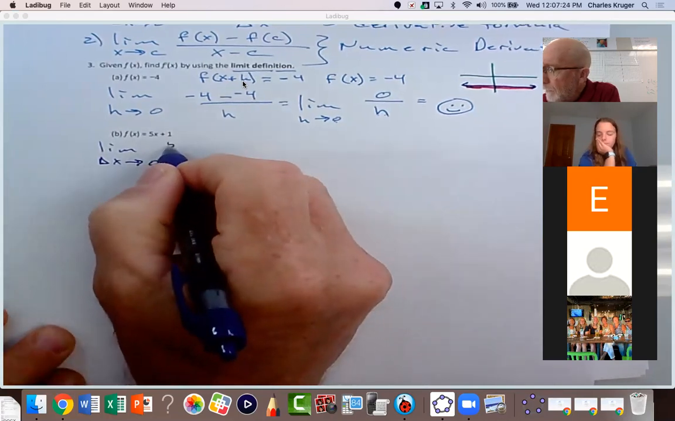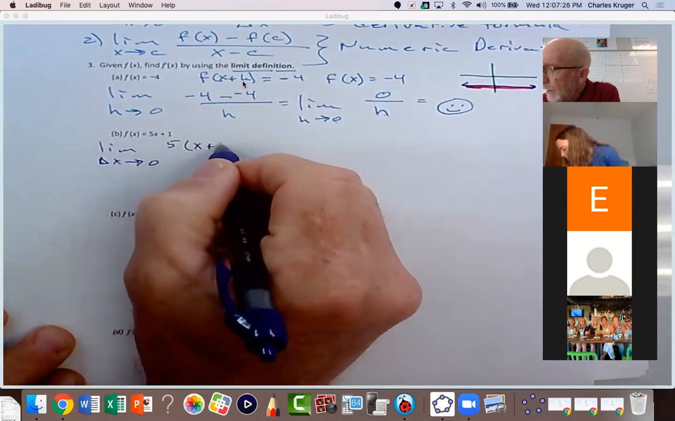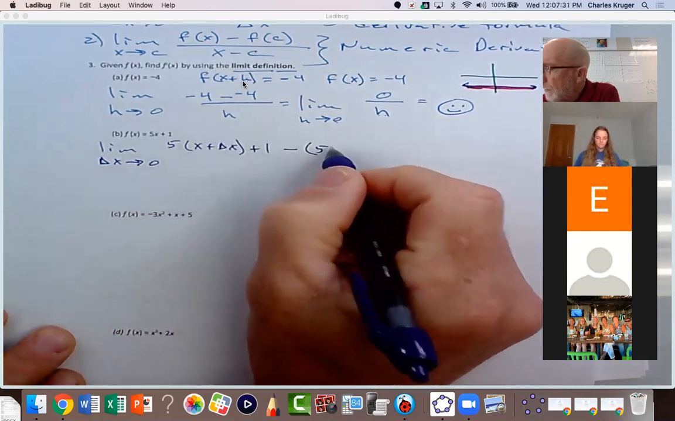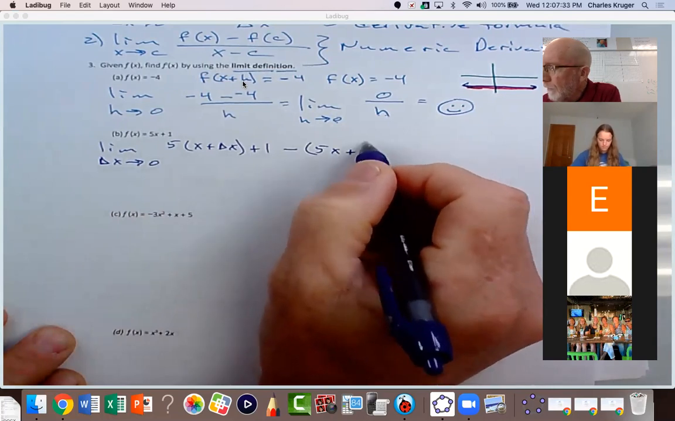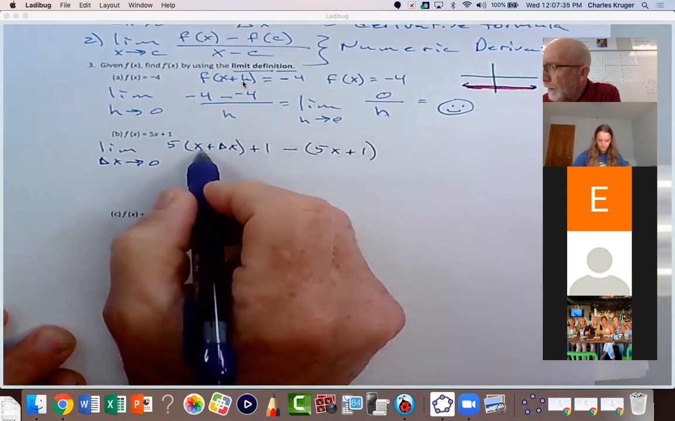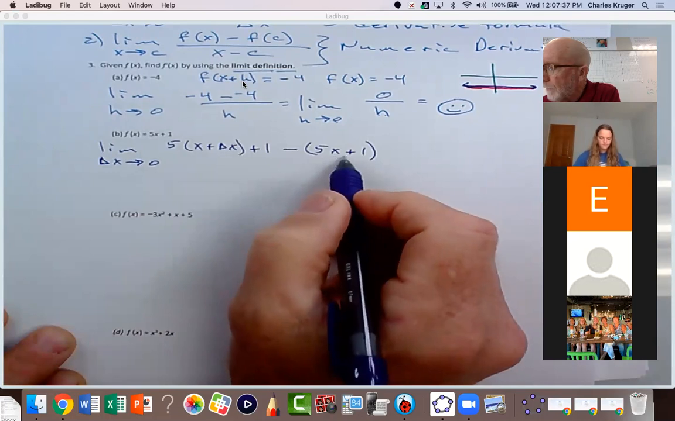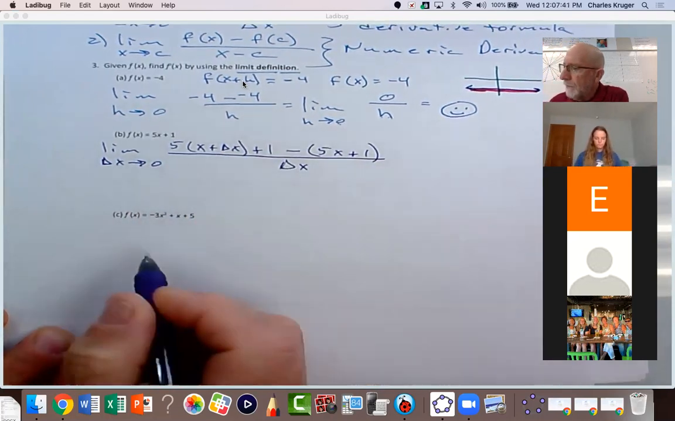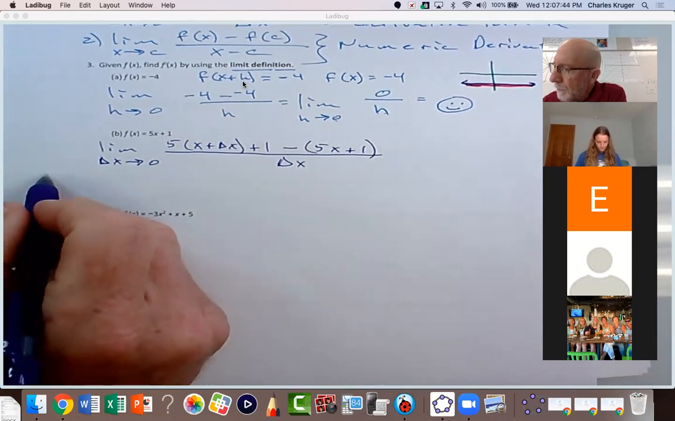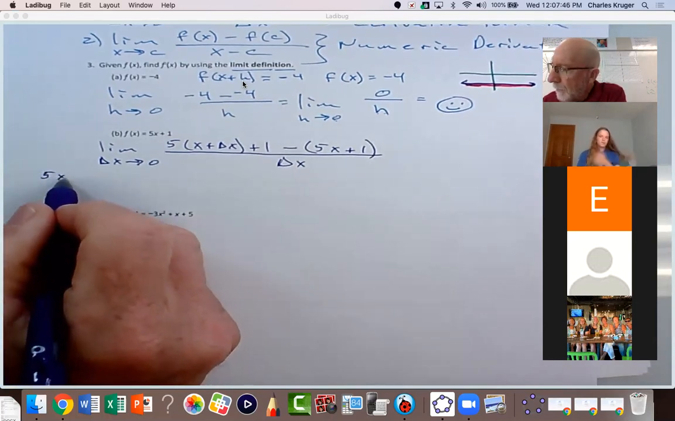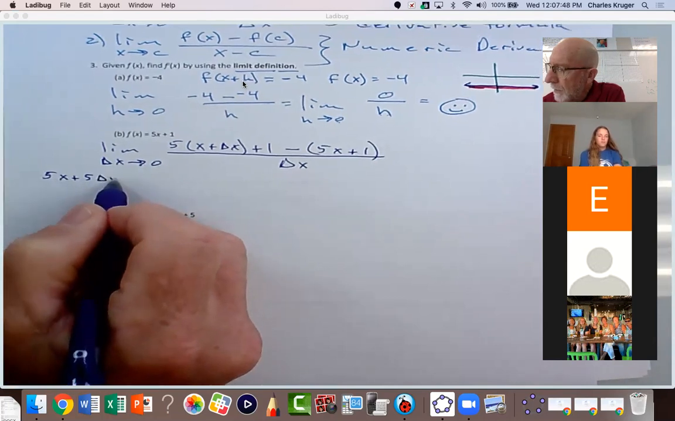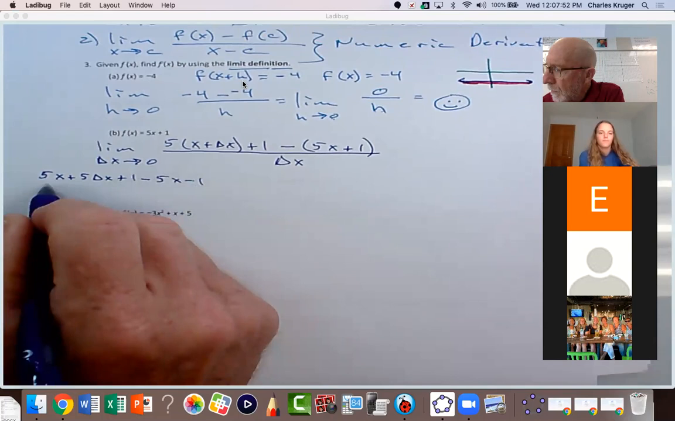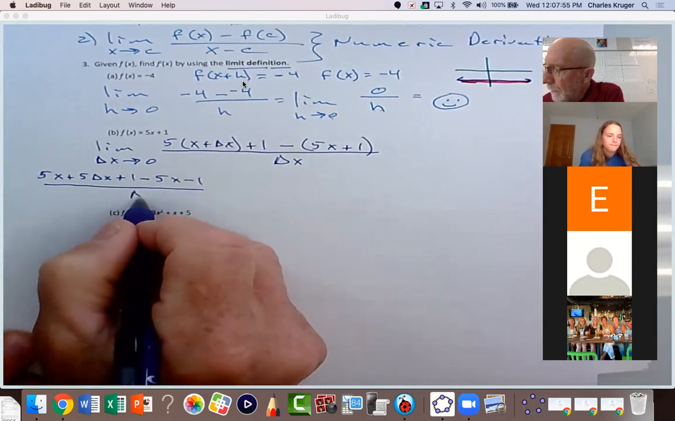And I'm going to have 5 times x plus delta x plus 1 minus parentheses 5x plus 1. So this is f of x with x plus delta x in it, and this is just minus f of x, all over delta x. And then on the side, I'm going to do some algebra. I'm going to have 5x plus 5 delta x plus 1 minus 5x minus 1 over delta x.